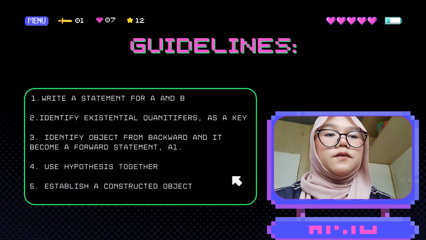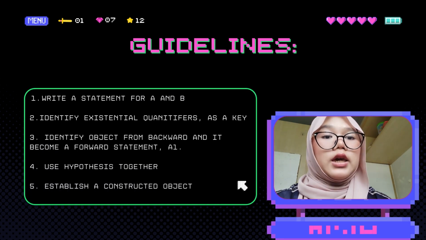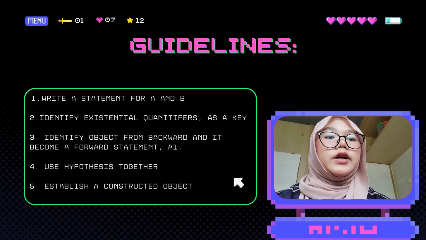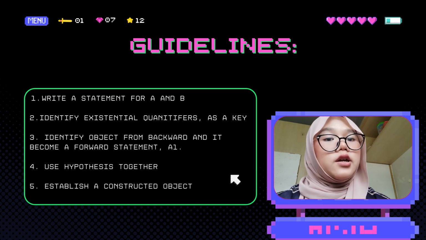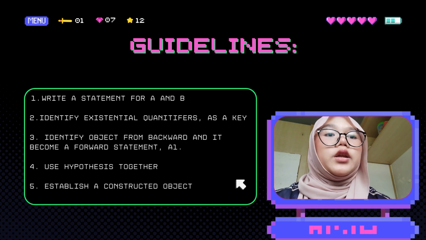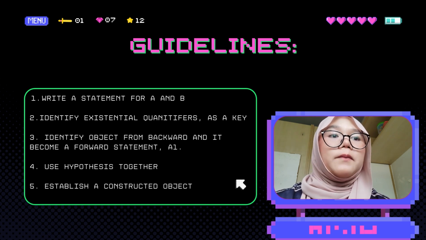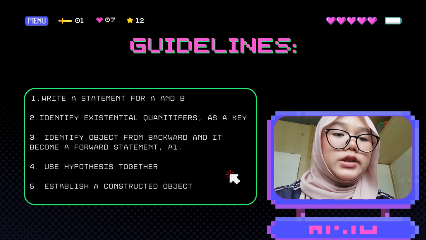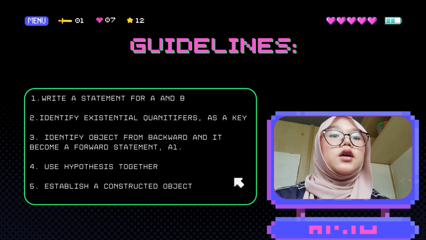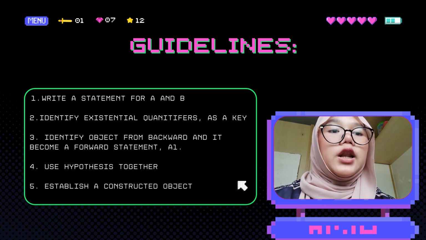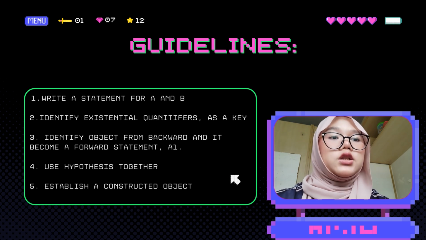For guidelines, first we write a statement for A and B. Then we identify the existential quantifier as a key. The third one, we identify the object from the backward process and it becomes a forward statement, which is A1. Then we use the hypothesis together, and lastly we establish a constructed object.